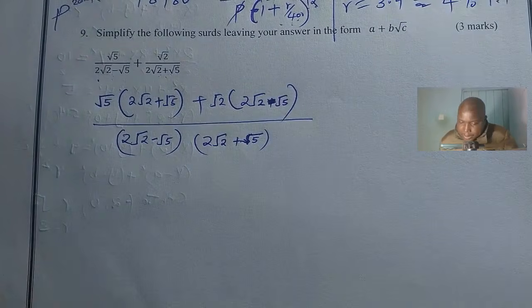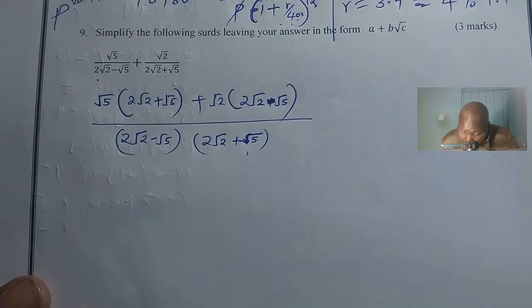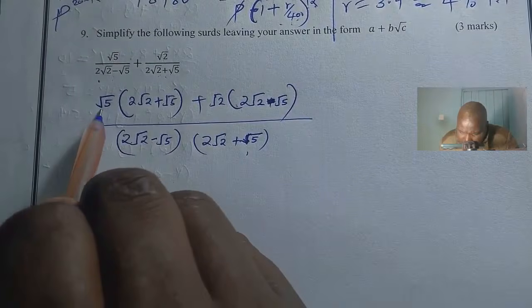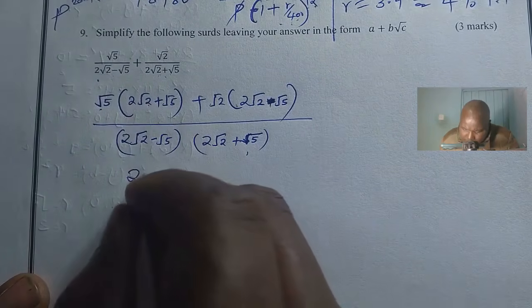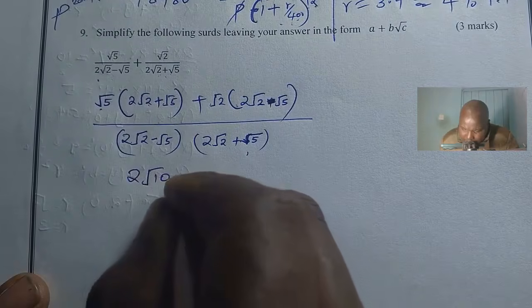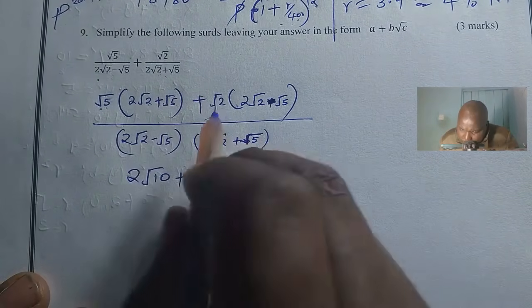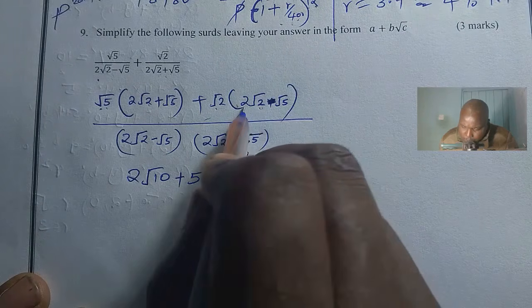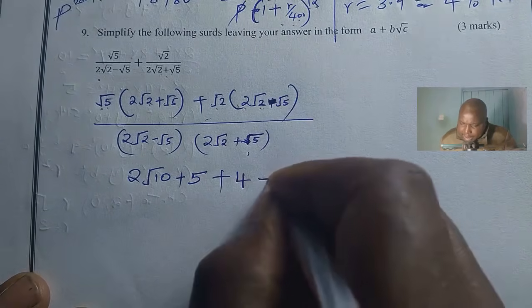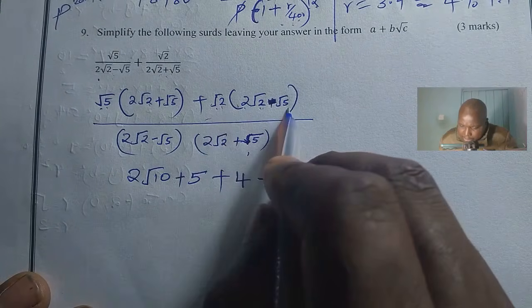This way, this is the conjugate of this, a normal way. So let's multiply: 5 root 5 times root 2, we are going to have 2 root 10, plus root 5 times root 5, that is 5, plus root 2 times root 2, that is 4, square root of 4 is 2, 2 times 2, 4, minus root 10, root 2 times root 5, the answer is root 10.